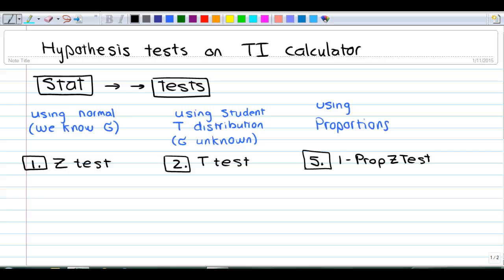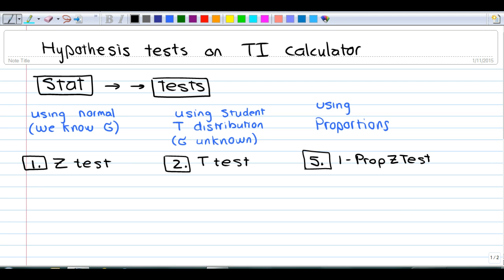Welcome to Hypothesis Tests on the TI Calculator. You should get pretty familiar with that Stat button by now. That's what we want to do. Turn your calculator on, press the Stat key, arrow over to Tests.